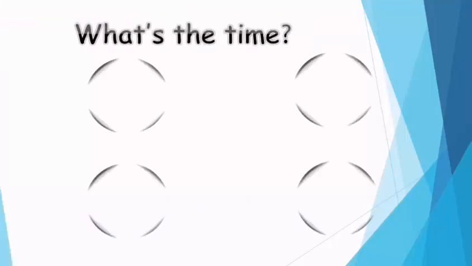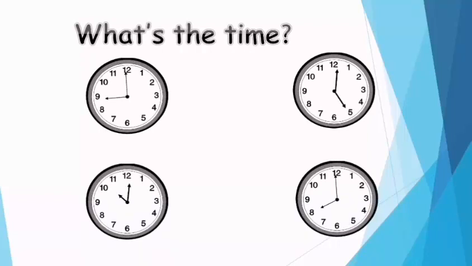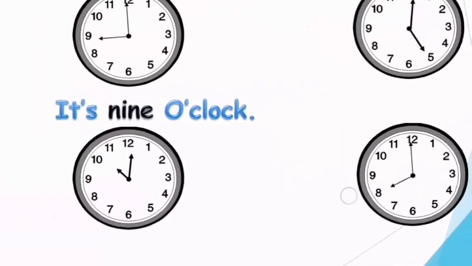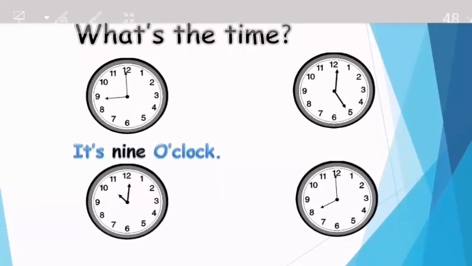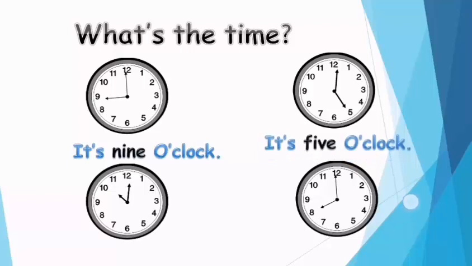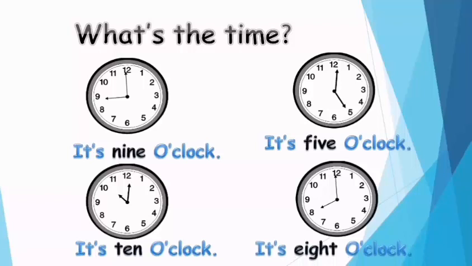So what's the time here? We have four pictures. The first one, we are going to count up to the short needle: 1, 2, 3, 4, 5, 6, 7, 8, 9. So what's the time? It's 9 o'clock. We go to the next clock. We are going to count: 1, 2, 3, 4, 5. It's 5 o'clock. Yes, that's good. Now the third one, it's 10 o'clock. The last one is 8 o'clock.